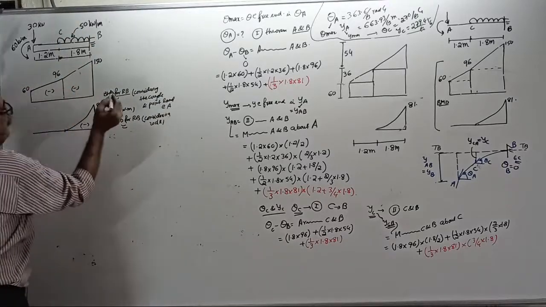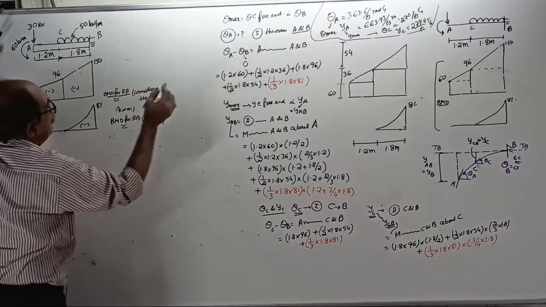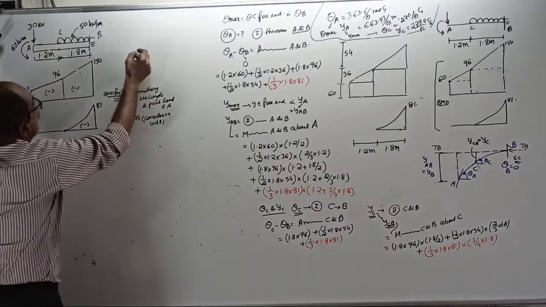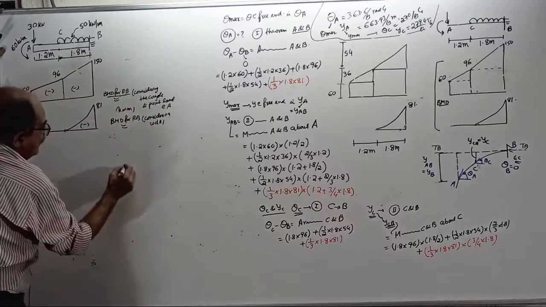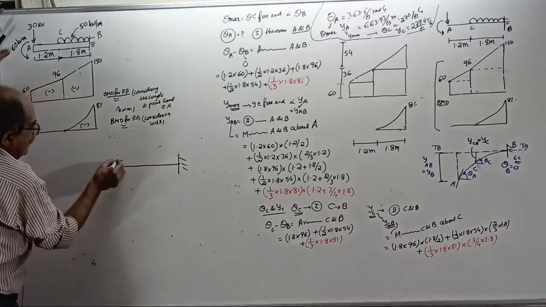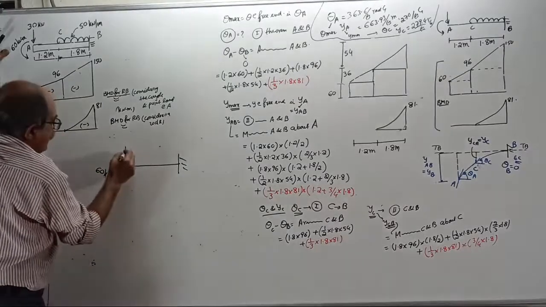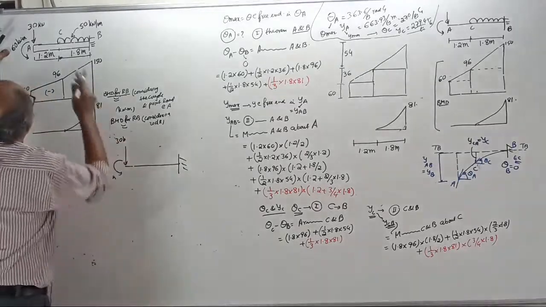Therefore, right here, first the BMD for the real beam, considering only the couple and point load. I will write here systematically, so that you write separately: a couple of 60 kilonewton meter and a point load of 30 kilonewton. Now the UDL is not there.